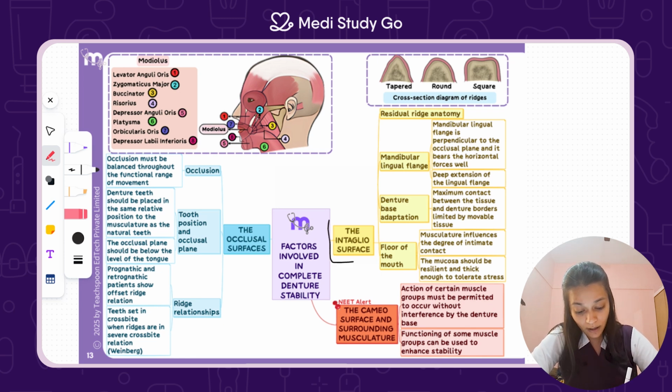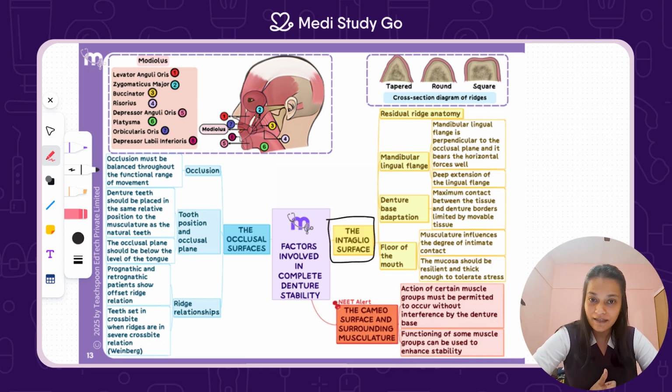Now, talking about the intaglio surface. So what does the intaglio surface mean? This is also known as the impression surface, or the one that comes in contact with the tissue. So there will be soft tissue that will come in picture, there will be hard tissue, and then there would be the parts of denture. So all of these are going to be in contact.